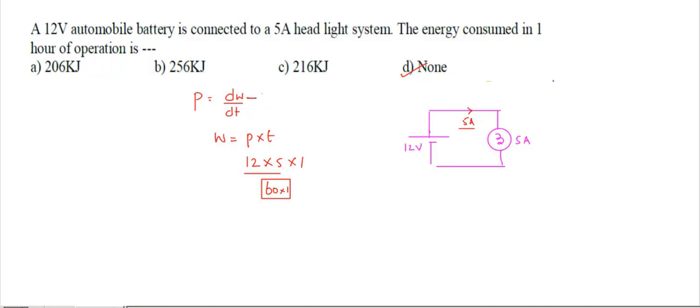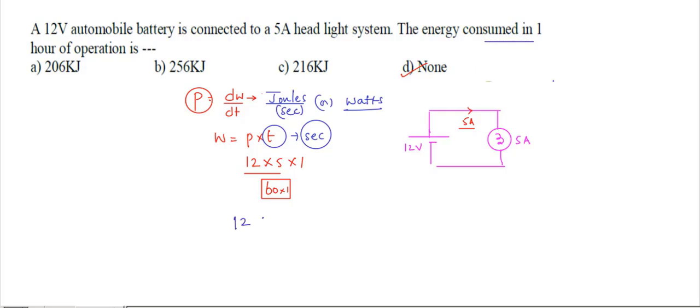So here, what is the unit of the power? Joules per second, or watts. So this time is in seconds. So the energy consumed in 1 hour.